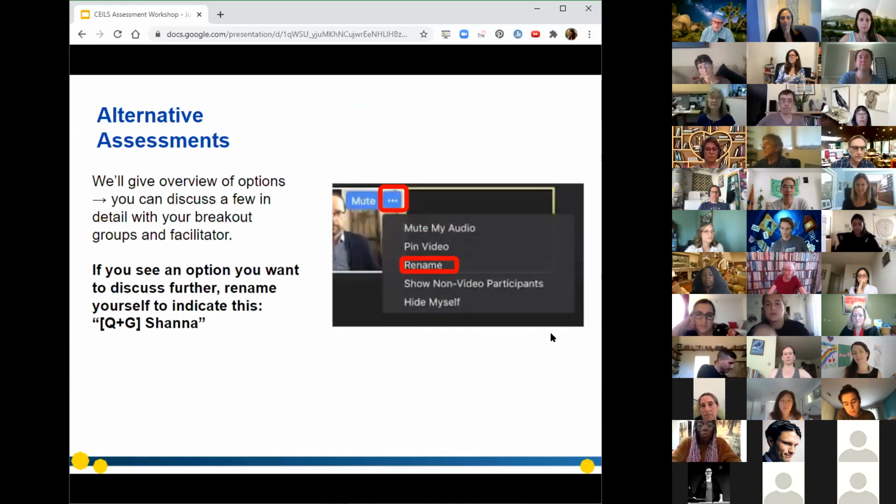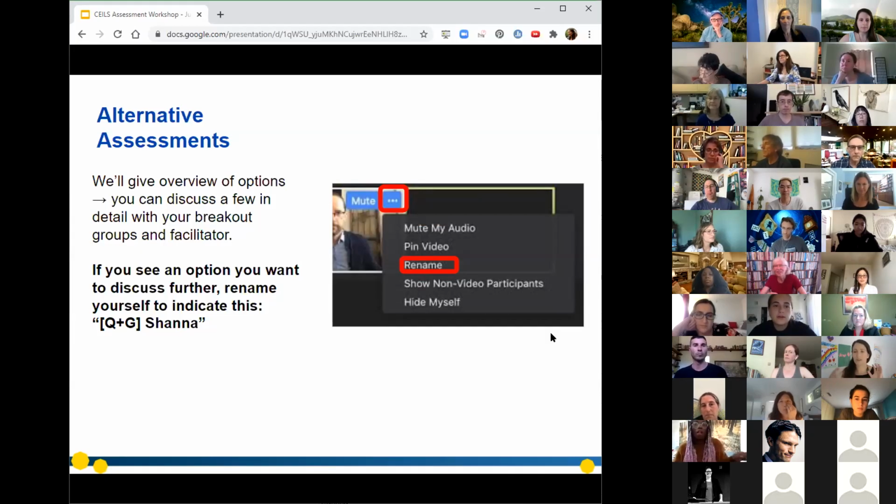What I'm going to do next is give you an overview of different options, because everyone will have different options that work best for them. And you've all practiced renaming yourself. So rename yourself to indicate the one or two options you want to discuss further in your breakout room. I'll go through this and then it'll make more sense, but get ready to rename yourself if you want to express interest.